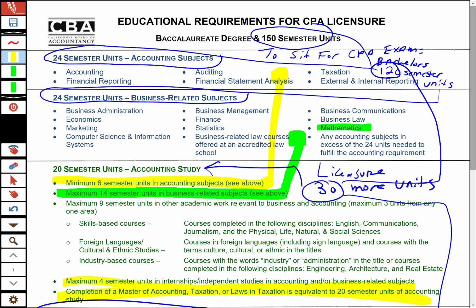Hours, not units. So you're going to have to take a week's worth of training, 8 hours a day, 5 days a week, whatever, 40 hours of training, and that can update your experience. Okay? There's no limitation on how long the exam lasts. Once you pass the exam, it's good for life.